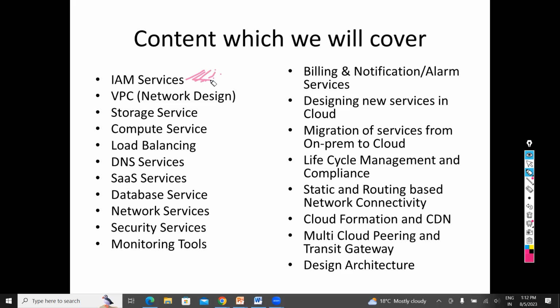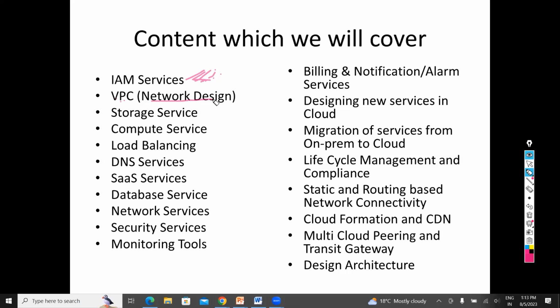Then we will cover one term that is called VPC, Virtual Private Cloud Network. This is like just one branch of your organization. In that region, we will create multiple VPCs. Then we will create availability zones. We will take care of availability, resiliency.